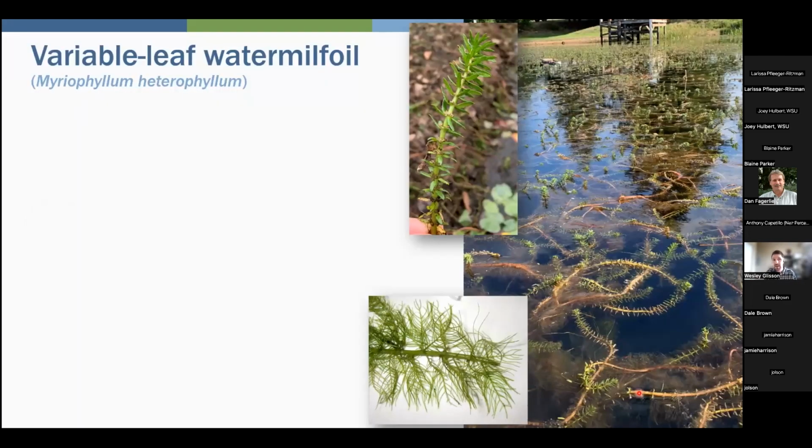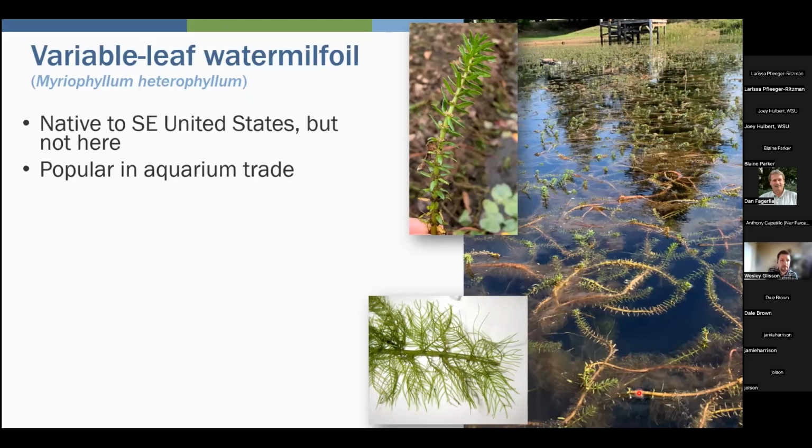So moving on, another water milfoil species, this is called variable leaf water milfoil. You can see it has some similarities to Eurasian water milfoil, but I'll go over some of the differences as well. So this species is unique in that it's actually native to the Southeast United States, but it's not native to Washington. It's really popular in the aquarium trade, and that's how it's been able to be moved across the country, and actually to other parts of the world like Europe, where it's invasive as well.